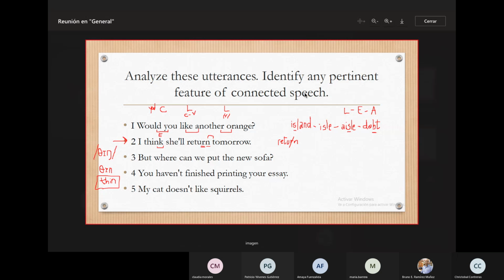But when you say my cat, do you say my cat or you say my cat? What do you think? The first option is like a stop of the sound. Like my cat, my cat doesn't. It's like we don't produce the explosion of the t.